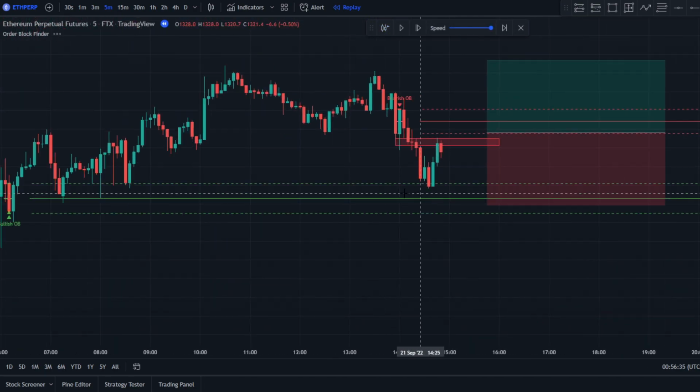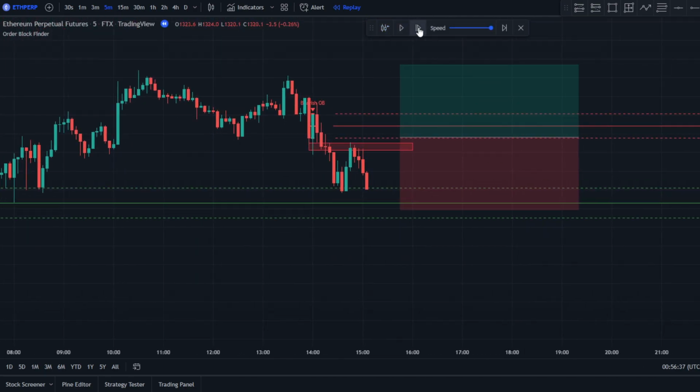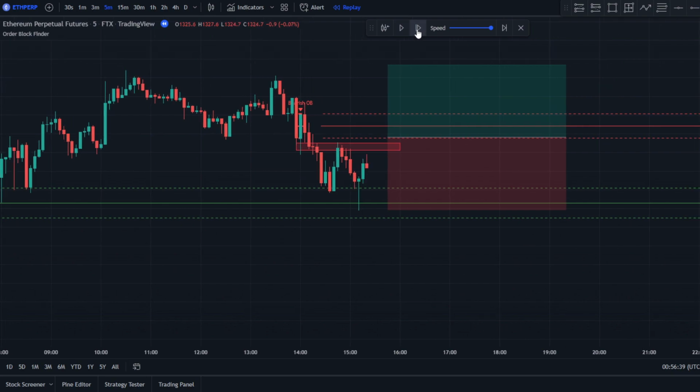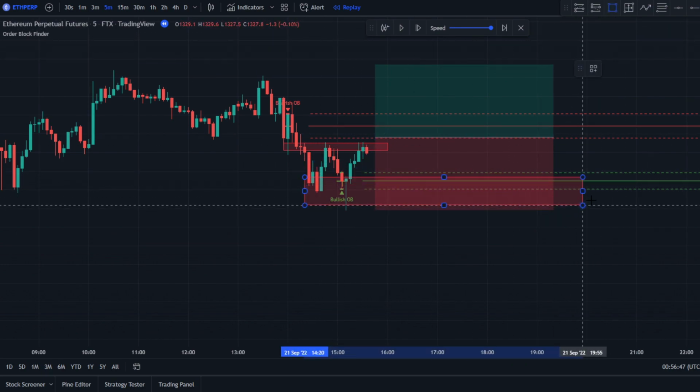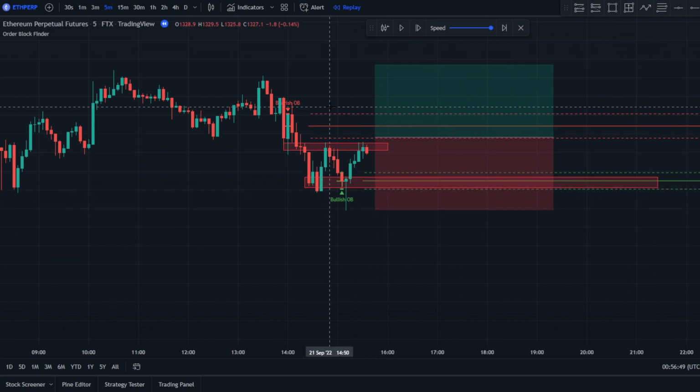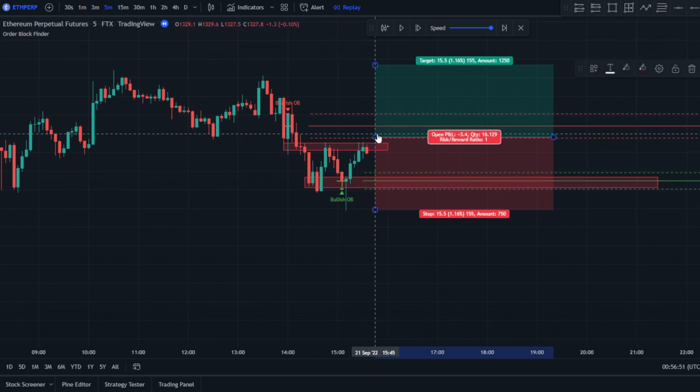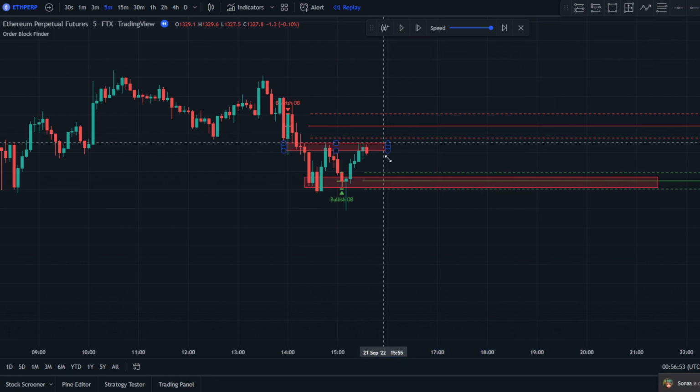So let's replay it in real time. You can see that there will be a bullish order block forming. So here we have a new bullish order block forming. So it just means that this area is an area where there's very strong buying support. So bearish order blocks is when there's resistance, bullish order blocks is when there is support.